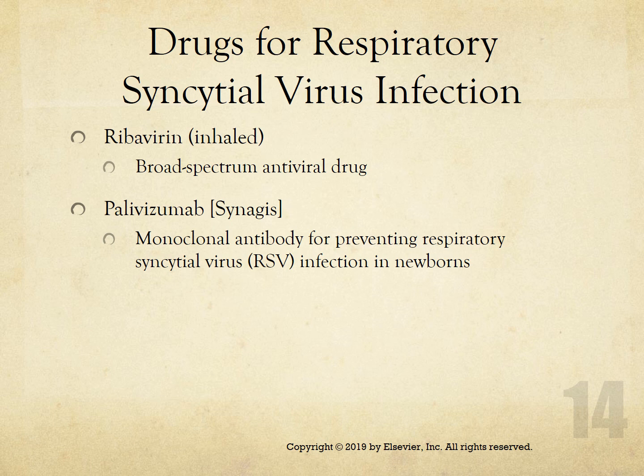Ribavirin is also inhaled, and it's a broad spectrum antiviral that's used for RSV infections. And you also have Synagis. Synagis is given to newborns to prevent RSV. It is an injection that is given monthly. It is a very costly injection. It's around $10,000 an injection per month, and the infant will get that for several months, depending on the time of year that they're born.